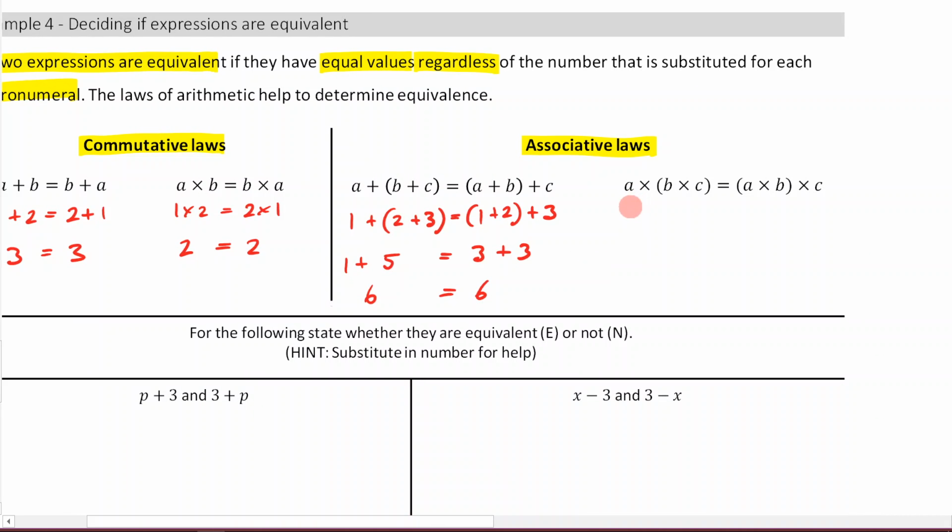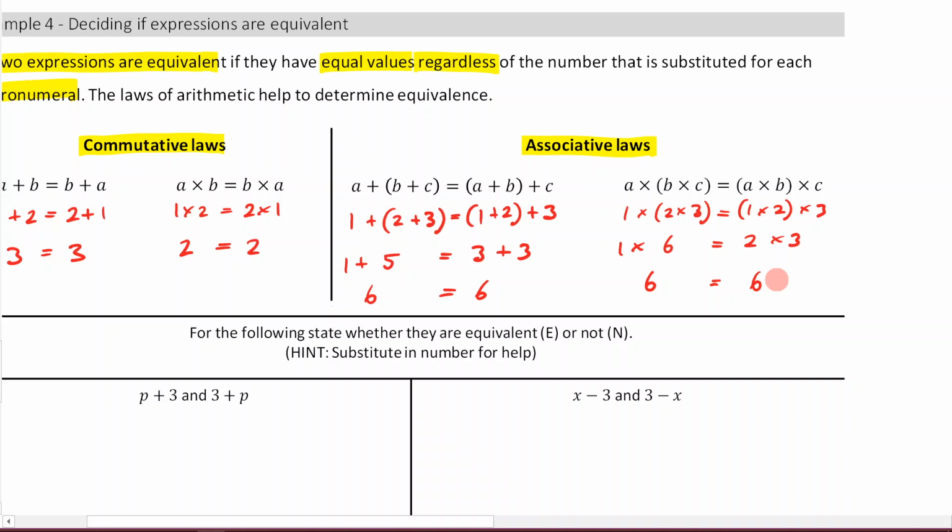And the same thing can be said for multiplication. So if I was just to quickly run you through this, using the same numbers and the same principle, I have 1 times 2 times 3 is 6. And over here, I have 1 times 2 is 2 times 3. Well, 1 times 6 is 6. 2 times 3 is 6.